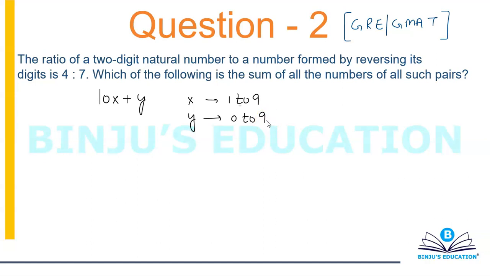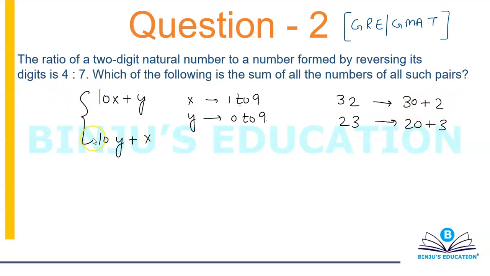Now I have a number 10x plus y, and if I reverse this, it will become 10y plus x. Let's suppose you have the number 32. If you reverse it, it becomes 23. So 32 is nothing but 30 plus 2, and 23 is 20 plus 3. So it comes back to these two forms only. So I have 10x plus y and I have 10y plus x. The ratio of the two-digit natural number to the number formed by reversing its digits is 4:7. So I can say that 10x plus y divided by 10y plus x is equal to 4/7.